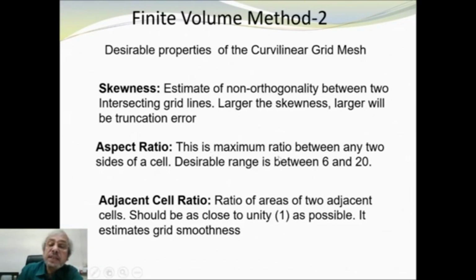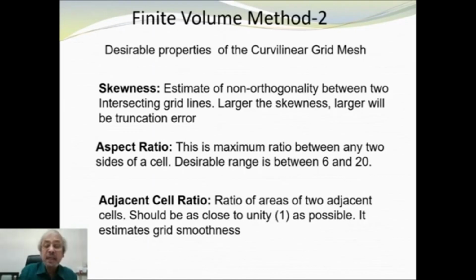Aspect ratio is the maximum ratio between any two sides of a cell. So if it is a quadrilateral, this is the ratio between any two sides of a cell. This stays desirably between 6 and 20. And then adjacent cell ratio, the ratio of areas of two adjacent cells. We have to check that two adjacent cells will keep on varying. It is never the same throughout the domain, because somewhere grid density will be more, somewhere grid density will be coarser, and all such things we have to use in order to handle a complex geometry.